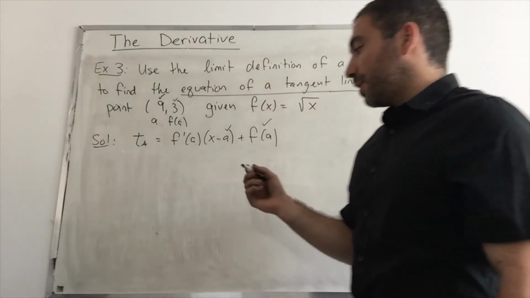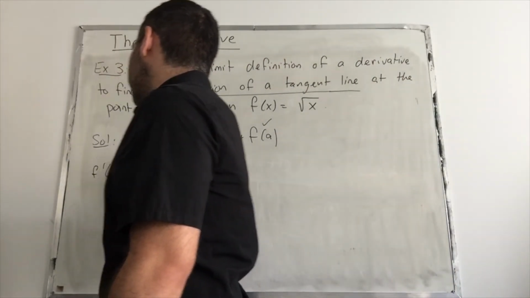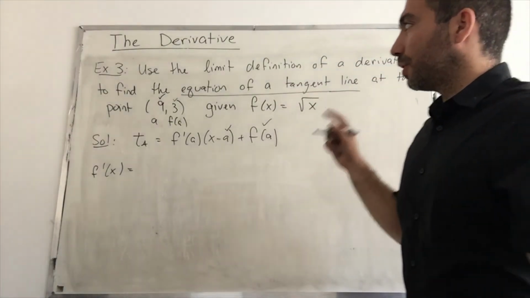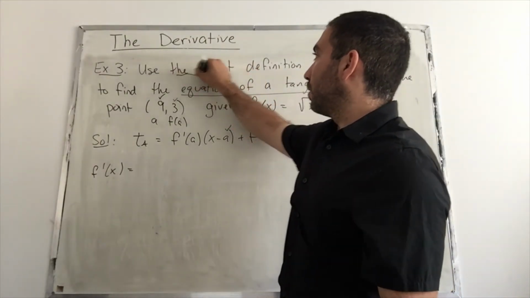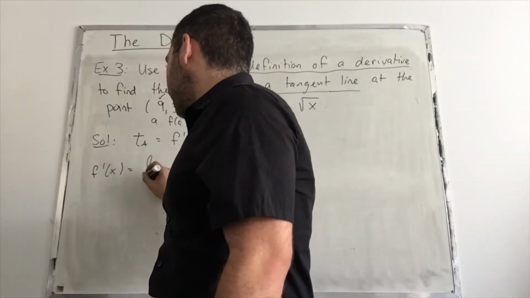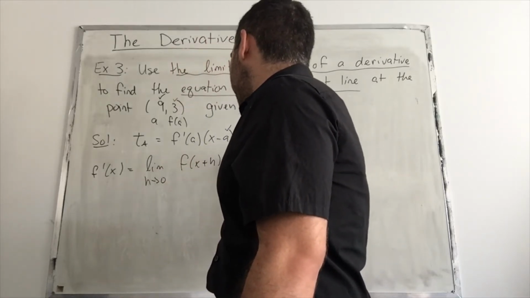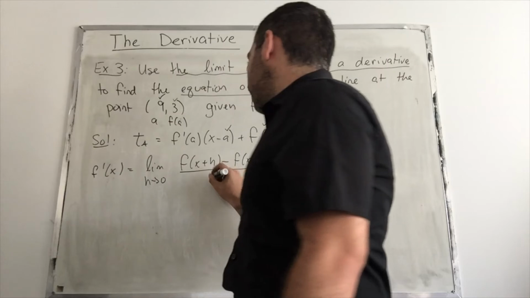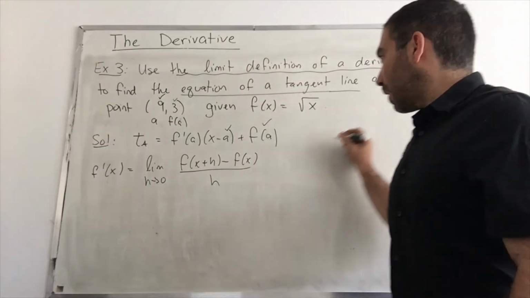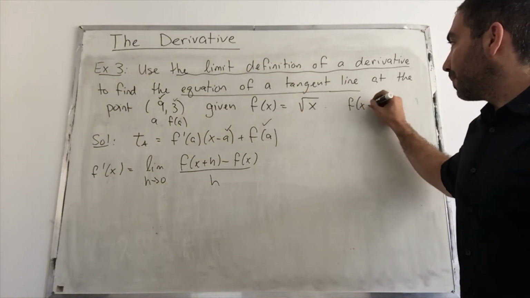So the first thing I would do is start off by finding the derivative, f prime of x. Let me write x this time. Using the limit definition, because it's forcing us to. The limit definition of a derivative. So we have no choice. Limit as h goes to 0 of f of x plus h minus f of x, all this over h. Okay, so if f of x is the square root of x, we have to figure out what f of x plus h is.